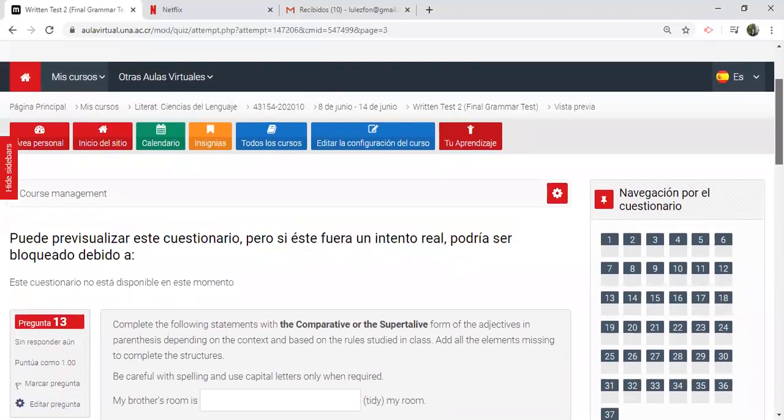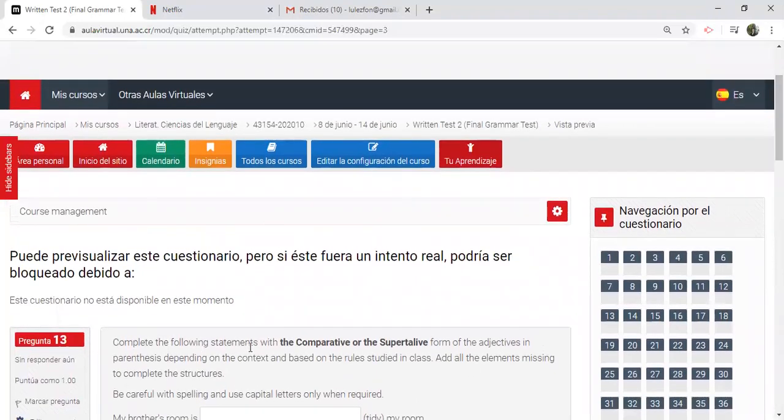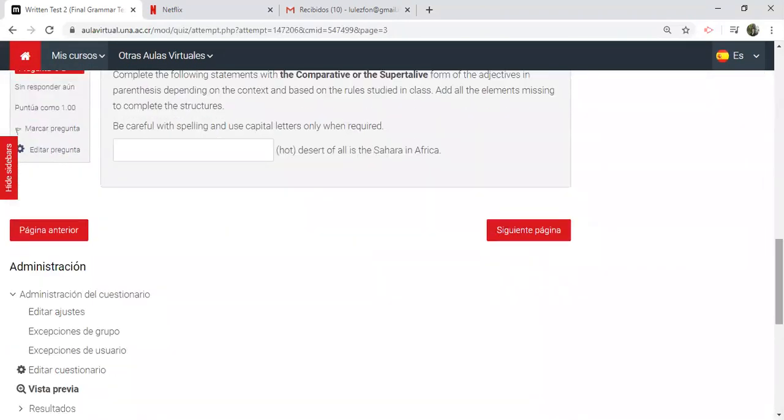In this case, the question says, complete the following statements with comparative and superlative. You see here you have the topic. Form the adjectives in parentheses depending on the context based on the rule. Again, you don't have to write the sentence again. You don't have to invent anything. It's just completing with the missing words, with everything that is needed to write a comparative or a superlative. So it says here, add the elements missing to complete the structures. Be careful with spelling and use capital letters only when required. So here it is the same. All these instructions are the same.